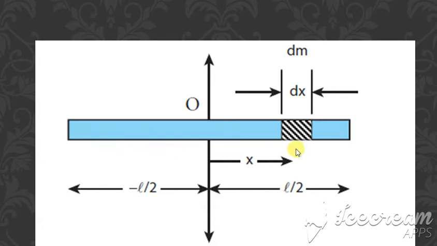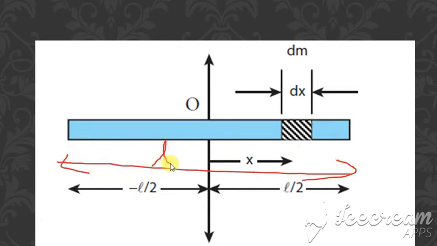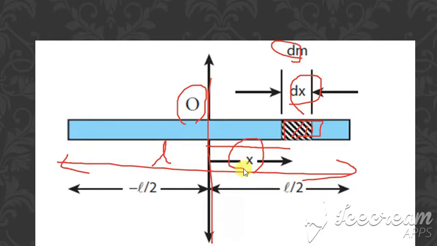So this is the diagram. This is a rod which is of length L. This full length we are writing as L, and this is the center which is represented by the letter O, and we have a small element which is represented by dx. This is a small mass dm, and it has a small length dx, and the distance from the center to it is measured as x. Since this full length is L, splitting it in half we write the limits as minus L by 2 to L by 2.